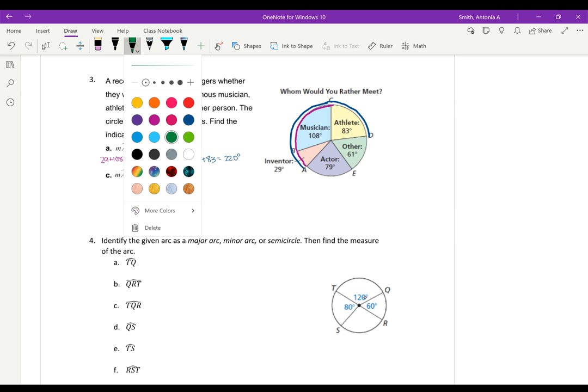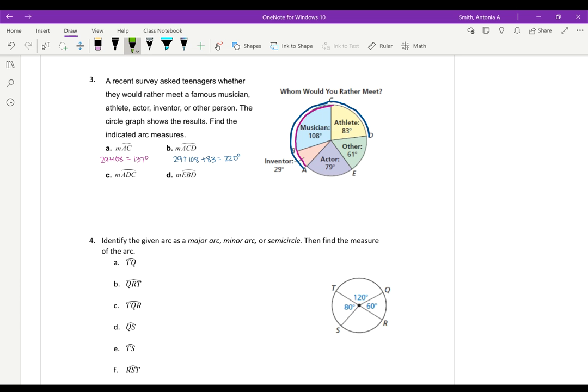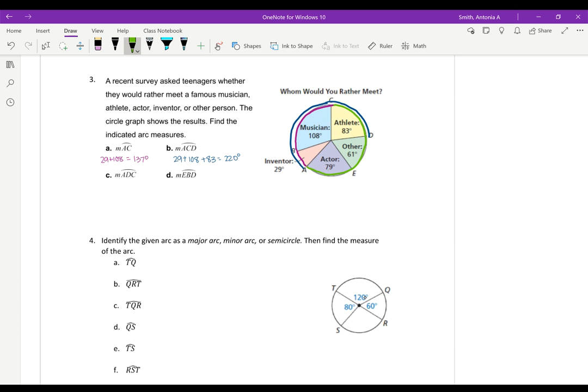C now wants us to find ADC. So from A to D to C, that's the purple, the green, and the yellow. So 79 plus 61 plus 83. That's 223.